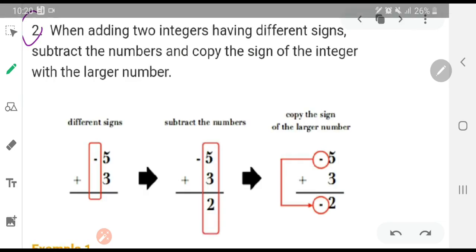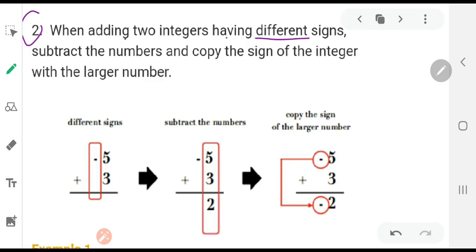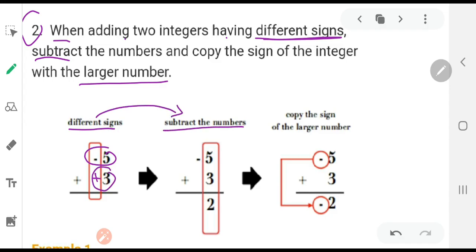The second thing we need to keep in mind is when adding two integers having different signs, we subtract the numbers and copy the sign of the integer with the larger number. What does this mean? I have -5 plus 3. These have different signs, -5 and +3 over here. So what am I going to do? I am going to subtract the numbers. So 5 minus 3 is going to be a 2.